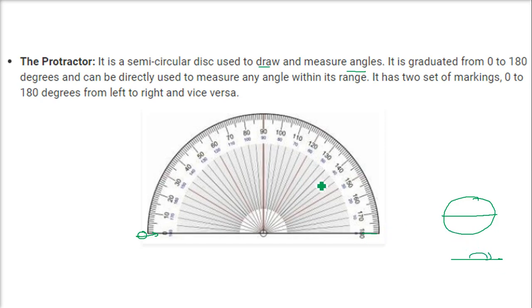So now if you have to make an angle of 143 degrees, what you are going to do is make a line here, put this protractor, and mark a point here, say 143. Then remove the protractor and just join this line. So this angle will be 143 degrees. This is how we make the angle. So it has markings from 0 to 180 degrees. Basically, it is used to measure angles and to draw angles.